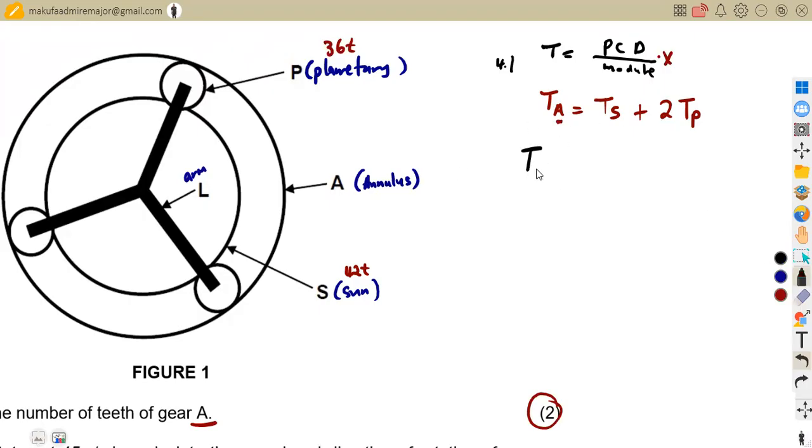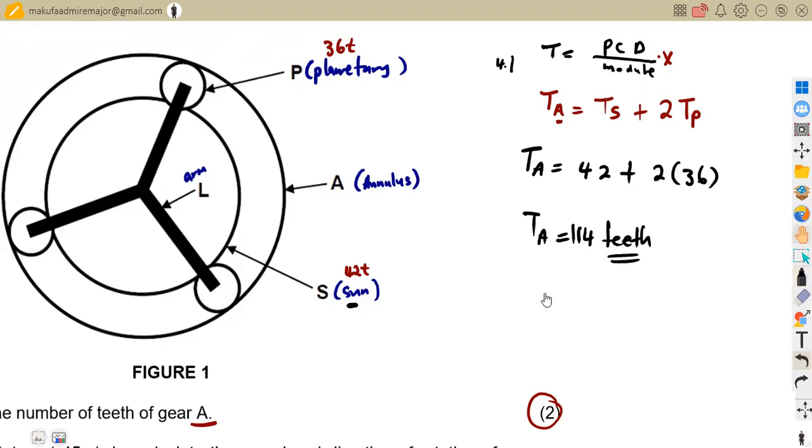So TA is going to be TS, the number of teeth on the sun, which is 42. So that is going to be 42 plus 2 times the number of teeth on the planetary, which is 36. So we multiply this by 36. That means our TA is going to give us 114 teeth. So that is it, straightforward like that, as long as you've got the other numbers of teeth given. Therefore, you can apply that.